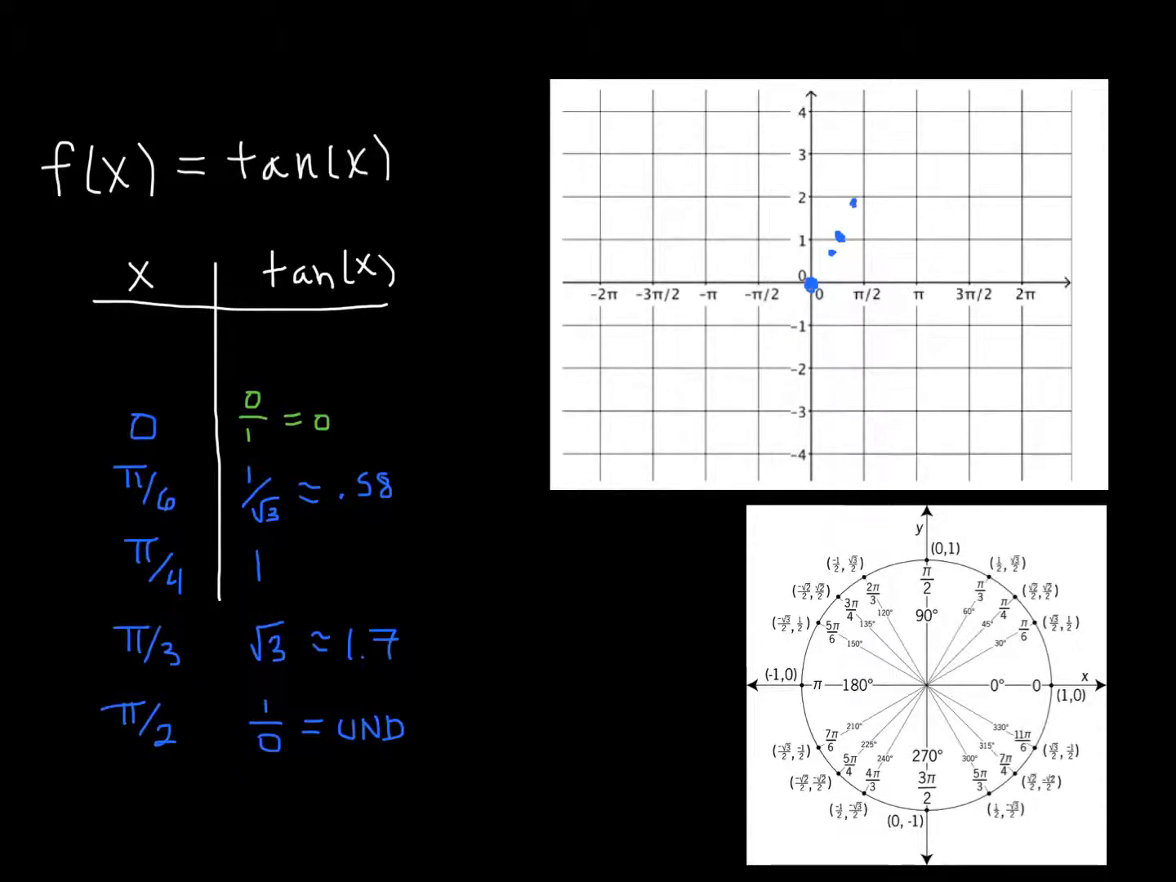We're never going to be able to have an x value at pi over 2. And so because of that, we want to make sure that in our graph, we are detailing that there will never be a point at pi over 2.